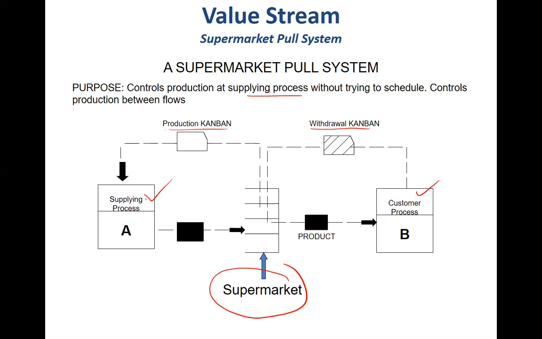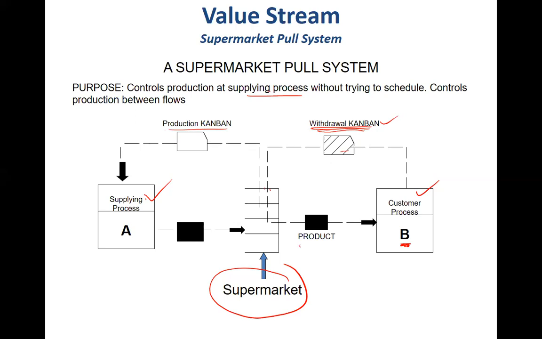The withdrawal Kanbans are the ones which trigger the movement of parts. Right? So these are the Kanbans that reside at the customer process cell, and are given to the supermarket. So it comes to the supermarket. And at that time, the customer process takes a product and takes it to process step B and then starts working on it. So that's a movement of Kanban that gives information to the supplying process that a product has been withdrawn from the supermarket.